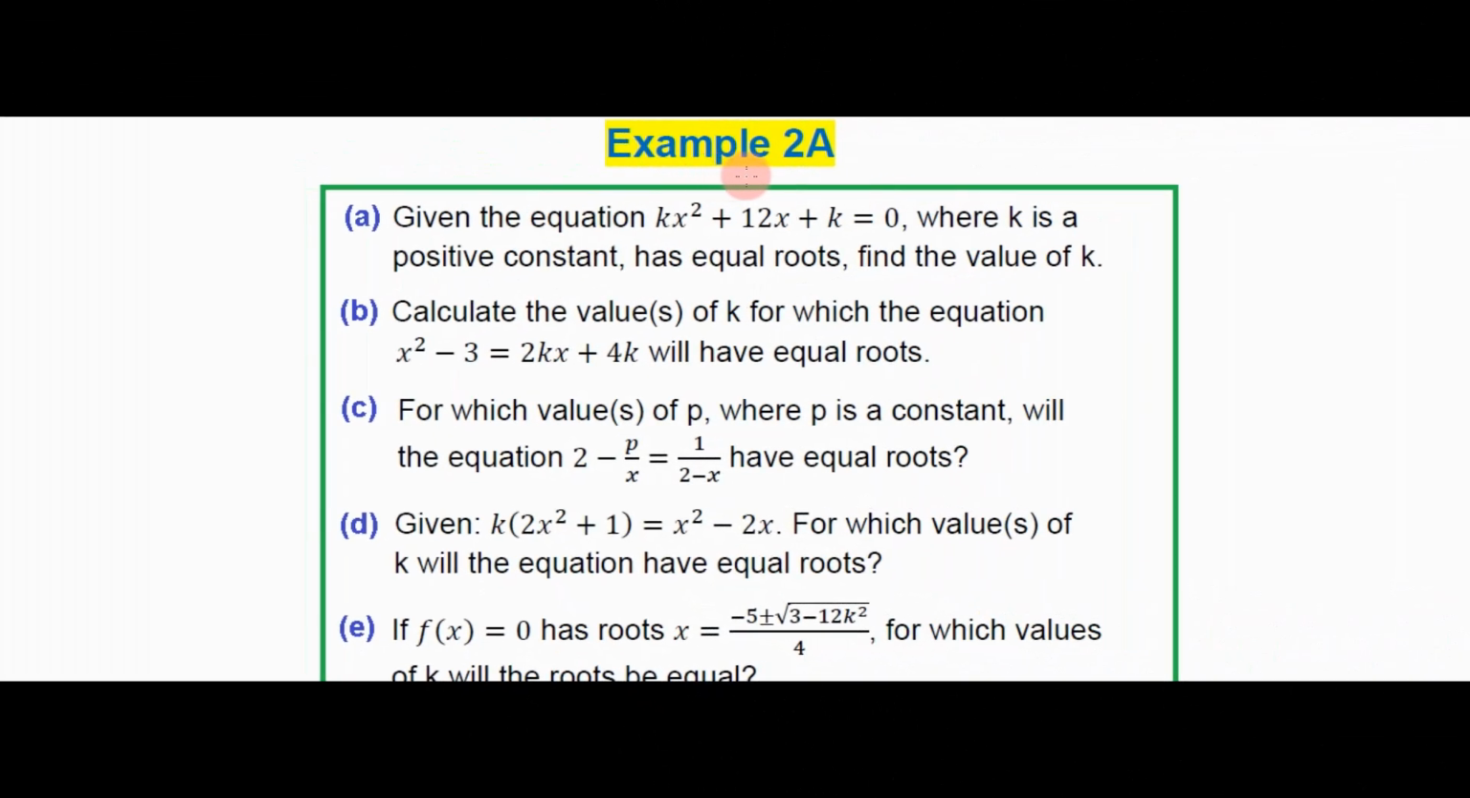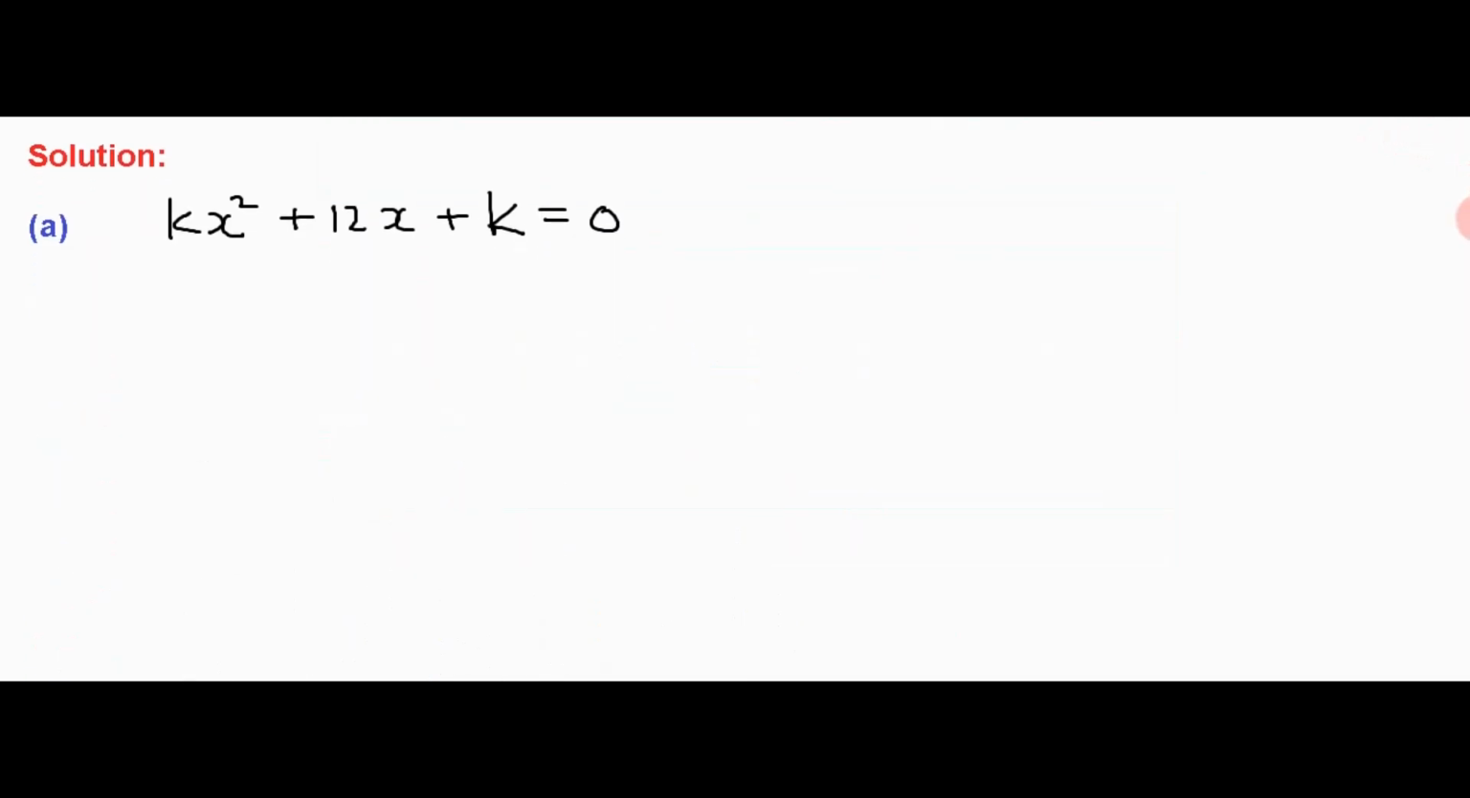So example 2a here deals with finding the value of a constant when we are told that the roots are equal. And in A it says, given the equation kx squared plus 12x plus k equals 0, where k is a positive constant, has equal roots, find the value of k. So given this equation has equal roots, find the value of k. So let's have a look at this.